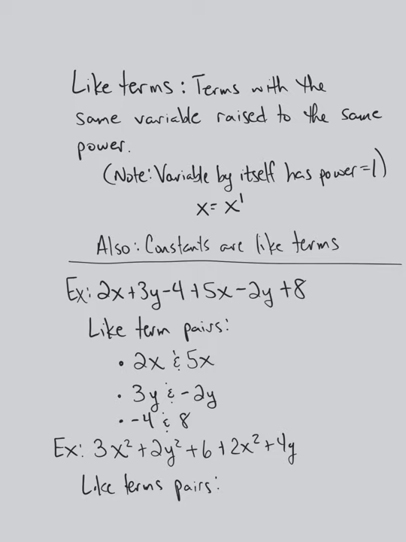So notice that I have an x right here, and it's to the second power. And so you ask yourself, is there another term that has x to the second power in it? And it's right here. So one like term pair is 3x squared and 2x squared. Now, why would I say there's no other ones? First of all, here's a 6, but there's no other constants in that expression, so there's no constant like terms. And then why are the y's not like terms? There is a y in both parts of this, but this one is to the second power, and this one is to the first power.